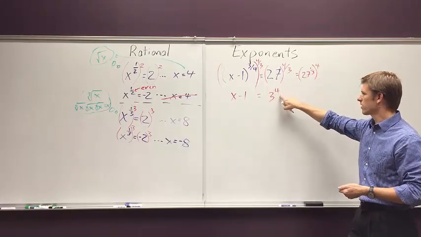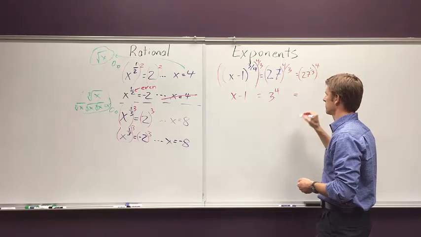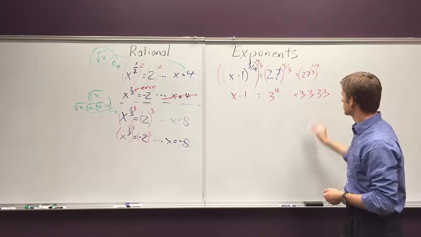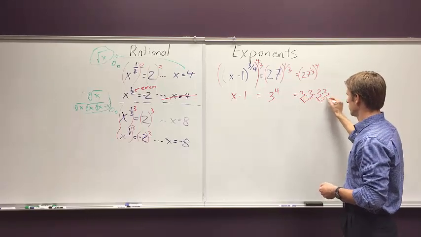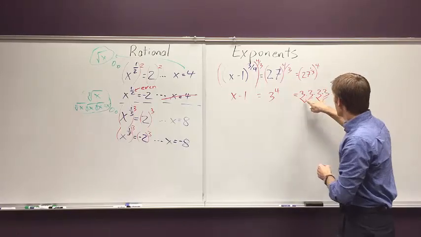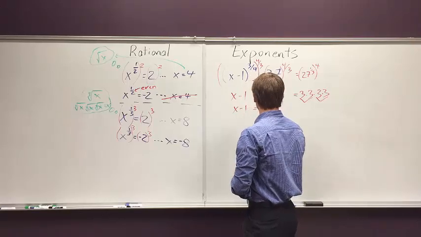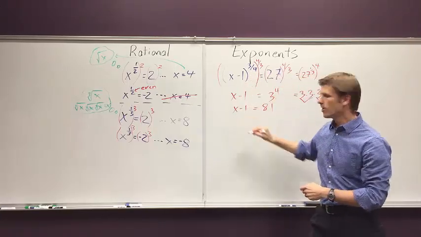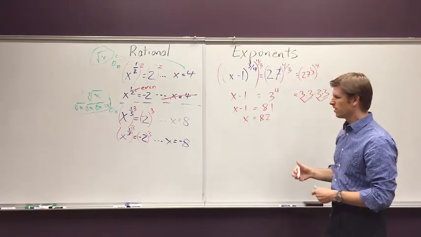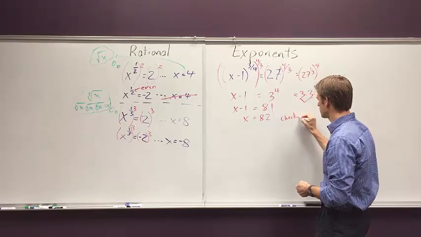And 3 to the 4th, if you think about that, you could maybe do this off to the side. That's 3 times 3 times 3 times 3. By associativity, probably what most of us would do is 9 times 9. You can multiply in any order. And so 9 times 9 is 81. So we get x minus 1 equals 81. Add 1 to both sides. 82.